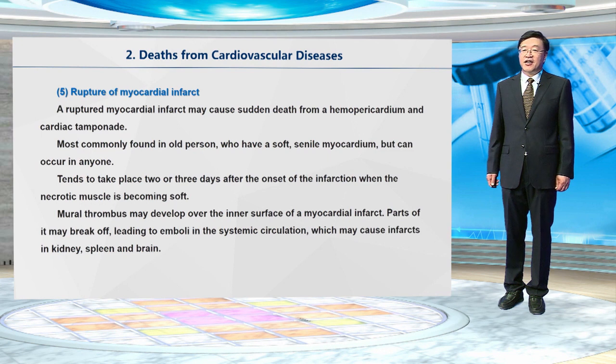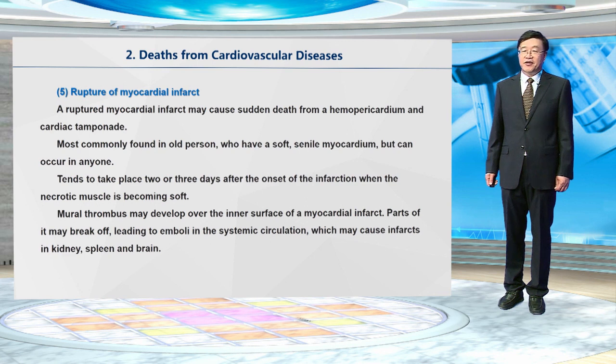5. Rupture of myocardial infarct. A rupture of a myocardial infarct may cause sudden death from hemopericardium and cardiac tamponade, most commonly found in old patients who have soft senile myocardium but can occur in anyone. It tends to occur 2 or 3 days after onset of infarction, when the necrotic muscle is becoming soft.